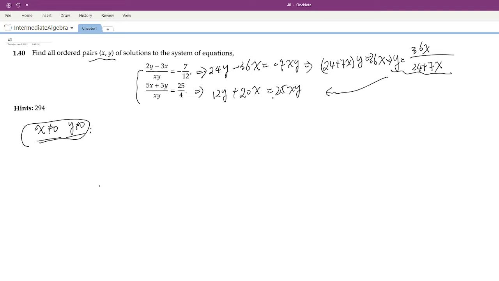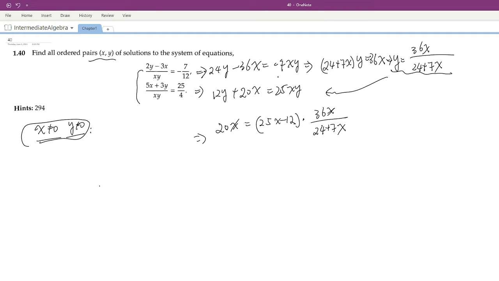Let's move it a little bit. So 20x is equal to 25x minus 12 times y, right? Now let's substitute y is 36x over 24 plus 7x. Because x cannot be 0, right? So we can cancel the x on both sides.